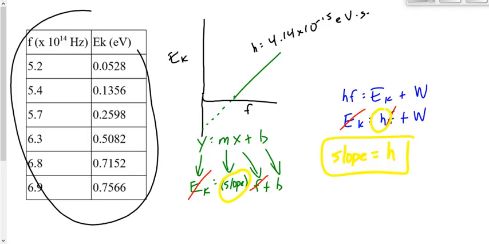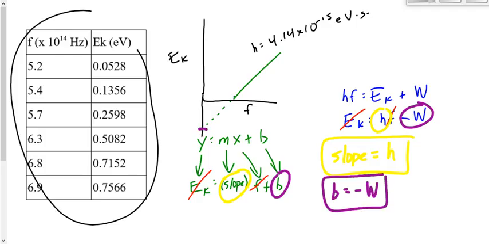Okay, what's next? Y-intercept. Y-intercept is equal to what? Sure, this shouldn't be plus W, should it? This should be negative W. So that means the y-intercept B is equal to negative W. So if you take the y-intercept here, let's say it's negative 3, what's the work function? 3. Negative of the y-intercept, which will be a negative value. Negative of a negative value gives you a positive value.